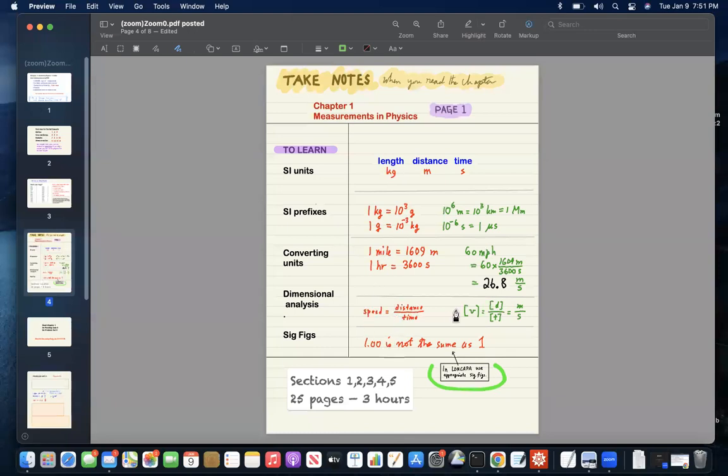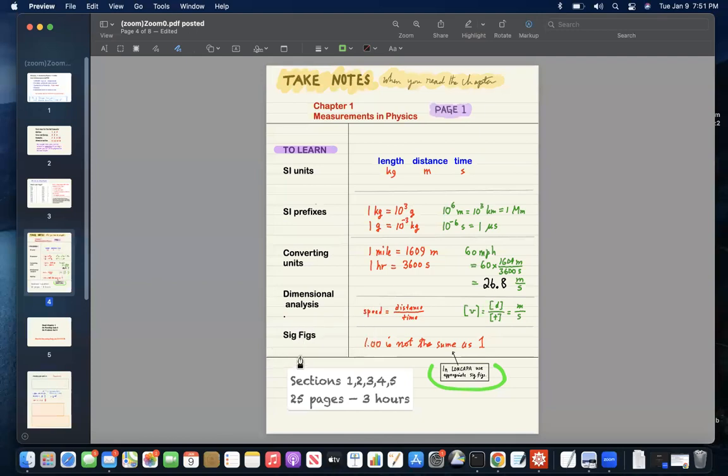All right, so the unit of speed will be the unit of distance divided by the unit of time, because speed is distance divided by time. So the unit for speed, we might call that V for velocity, is the unit of distance over the unit of time. That'll be meters per second. So when you do a calculation, you have to give a number and a unit. How do you figure out the unit? Well, it's by this dimensional analysis.